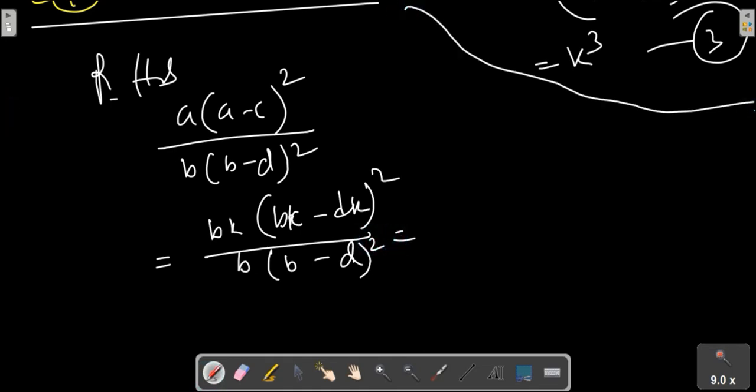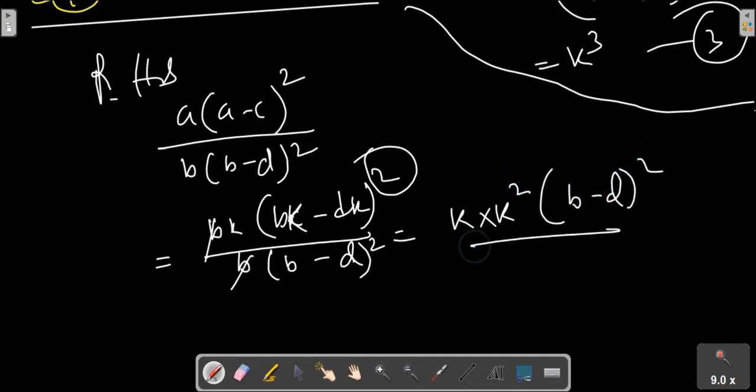Now here immediately we can cancel this B, so we are left with K. From the upper part, I can take K common, but as it is square, it would come outside as K square. So what would be left with us? B minus D whole square, and at the bottom B minus D whole square is only there. If I cancel them with each other, we are getting K cube only.